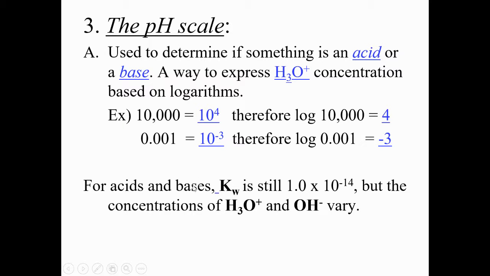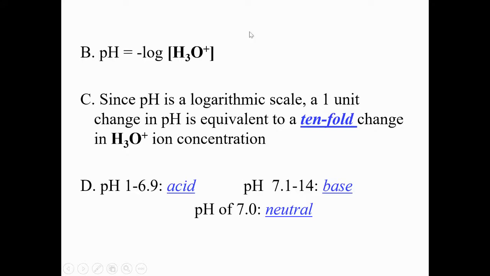So for acids and bases, the Kw still has this value, but the amount of hydronium and hydroxide ions will vary. So to calculate pH, we take the negative log of the hydronium ion concentration. Because it's on a log scale, 1 unit change from 7 to 6 or 7 to 8 is a tenfold change in the hydronium ion concentration.